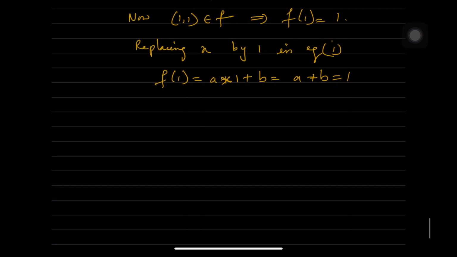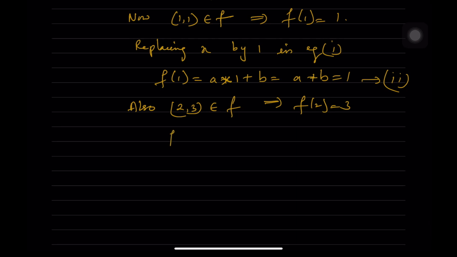Now also (2, 3) belongs to f, which implies that f of 2 is equal to 3. We'll take this as equation 2. So therefore here you will get f of 2 is equal to a into 2 plus b, which implies that 3 is equal to 2a plus b. We'll take this as equation 3. Now we can solve for a and b from equation 2 and equation 3.